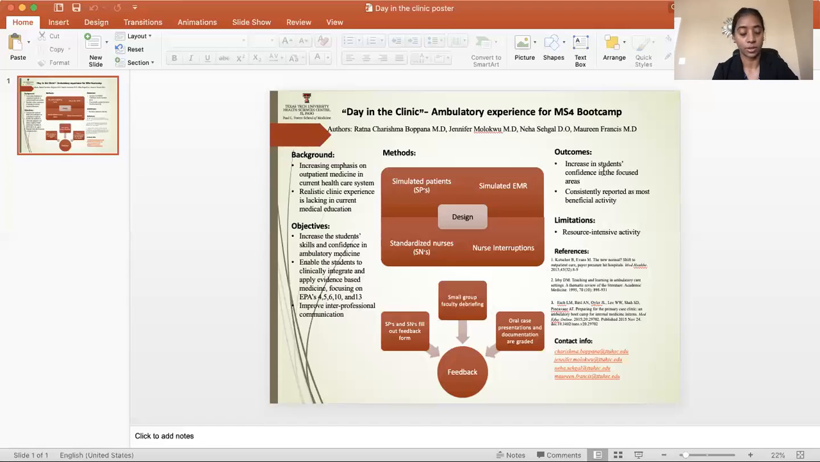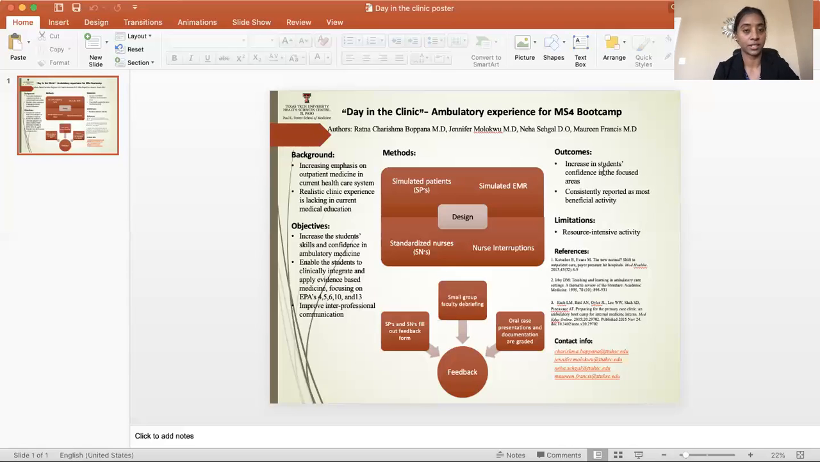Now, coming to the outcomes, we noticed a statistically significant improvement in the students' confidence in the areas related to Day in the Clinic activities. And the students consistently report that Day in the Clinic was one of the most beneficial activities in the bootcamp.